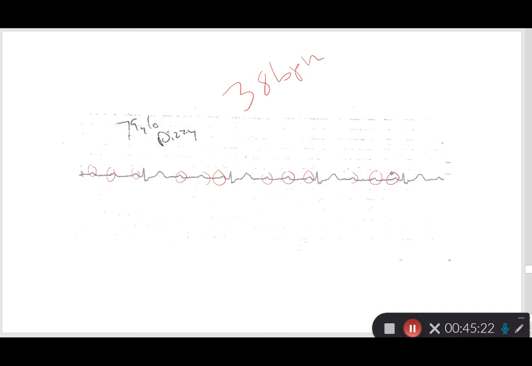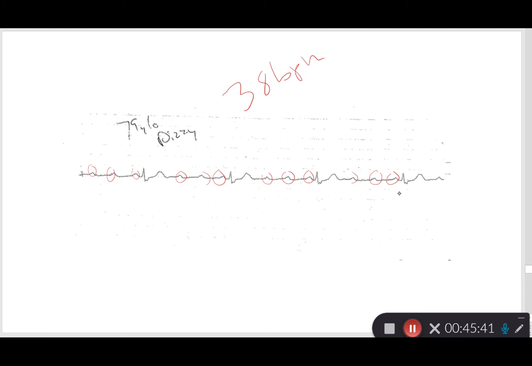Alright, so could it be a first degree? No. My PR interval actually doesn't look that long, and I have multiple P waves for QRS, so it can't be a first degree. Second degree type 1, does it get longer, then drop? No, it does not. My PR interval remains pretty consistent.